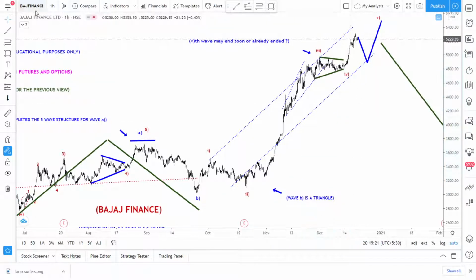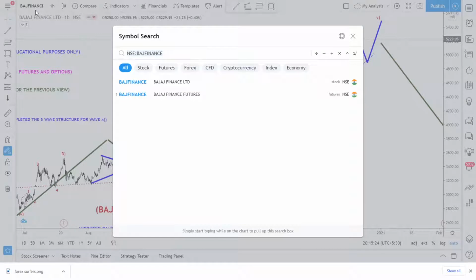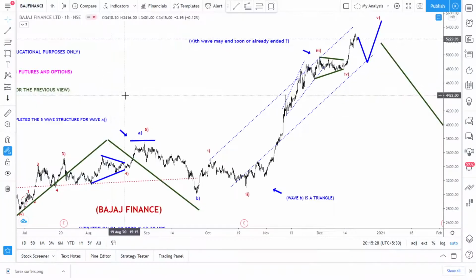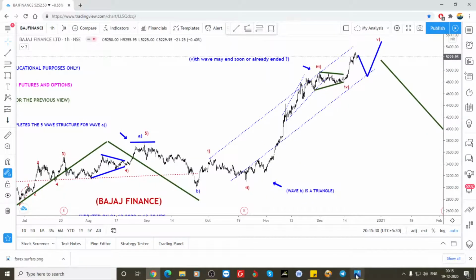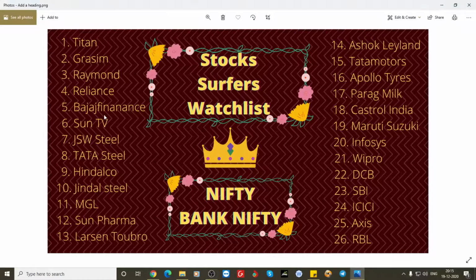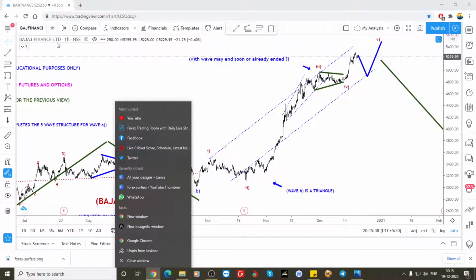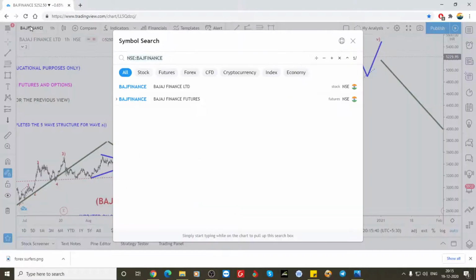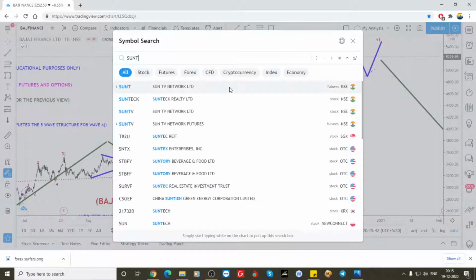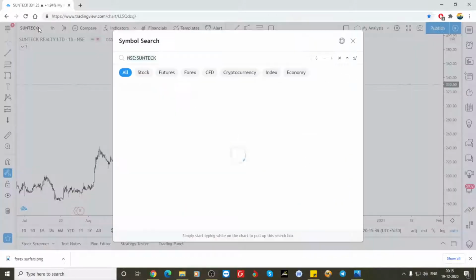So next we will move on to the watch list. Yeah, Bajaj Finance. Now next to Sun TV.